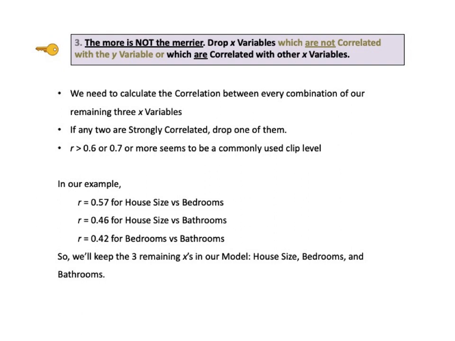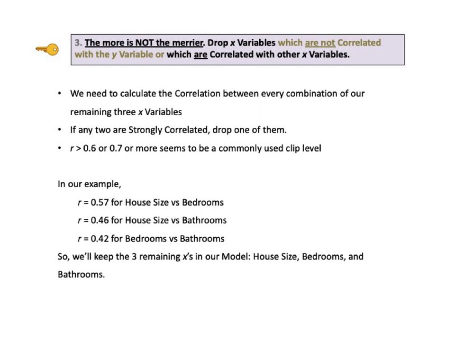The second part of KTU number 3 tells us to drop x variables which are correlated with other x variables. So we need to calculate the correlation coefficient R between every combination of pairs of our remaining 3 x variables. And if any two x variables are strongly correlated, we need to drop one of them. R greater than 0.6 or 0.7 or more seems to be a commonly used clip level for strongly correlated.